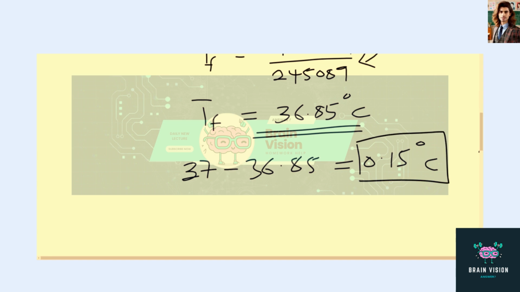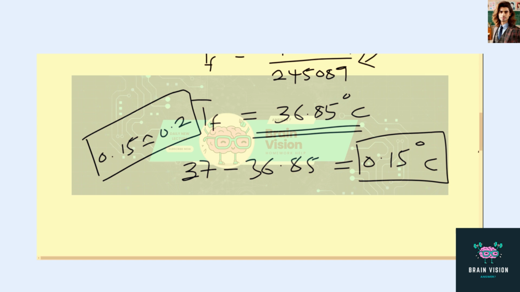0.15 degrees Celsius. Now, this is a temperature change that we can't ignore, because most temperatures used at hospitals have a least count of about 0.1. So a temperature of 0.1 shouldn't be ignored since it's the least count. So we can say 0.15, approximately 0.2, shouldn't be ignored. It should be taken into consideration.